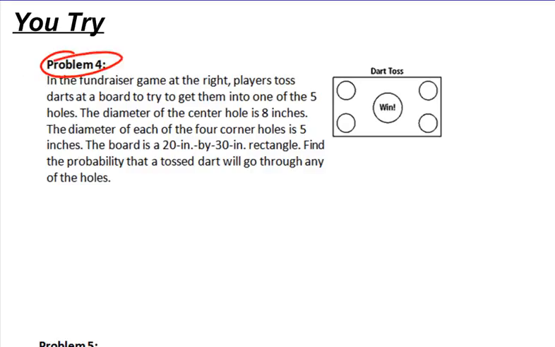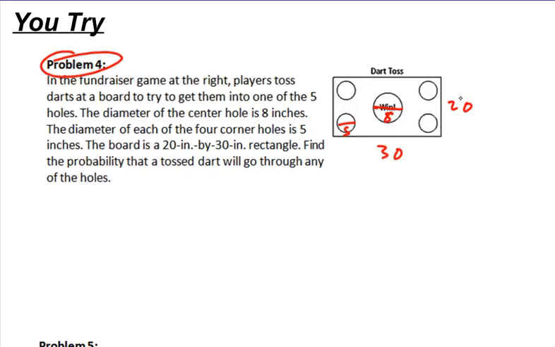In the fundraiser game at the right, players toss darts at a board and try to get them into one of the 5 holes. So you've played games like this probably, where you just toss bags into like a beanbag toss sort of thing. The diameter of the center hole is 8 centimeters, so the whole thing is 8. And the diameter of each of the 4 corner holes is 5. These are all 5, the diameter. And the board is 20 by 30.